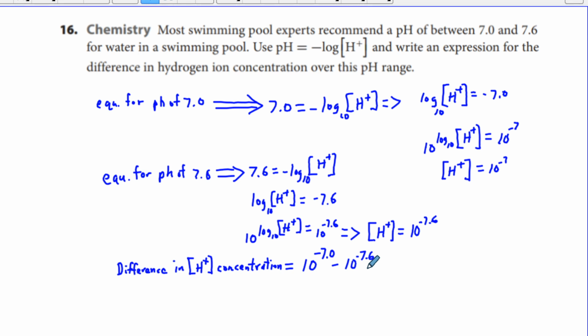Hydrogen ion concentration and pH value. I hope you're working with that in chemistry. Yeah, these are real world applications we're looking at here.